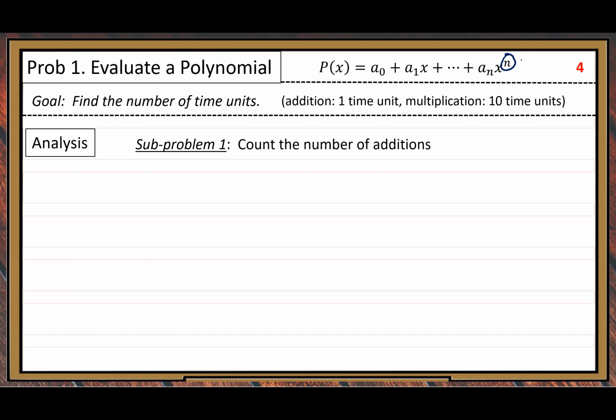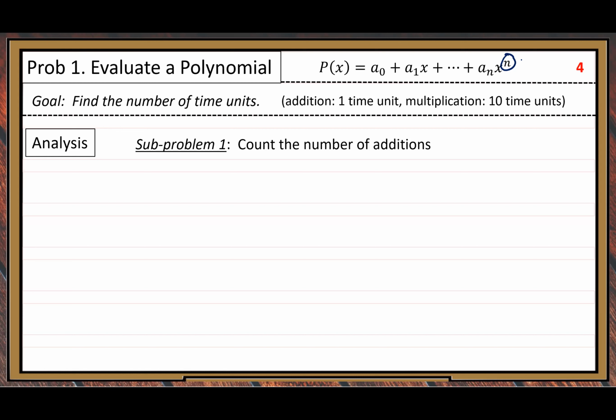The reason people can select n plus 1 is because there are n plus 1 terms, right? The first term is the constant term, a sub 0. The last term is a sub n times x to the nth. So there are n plus 1 terms. But the number of additions may not be the same as the number of terms, right? Think about that.